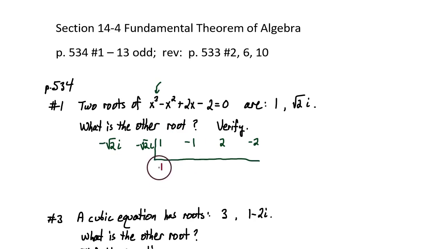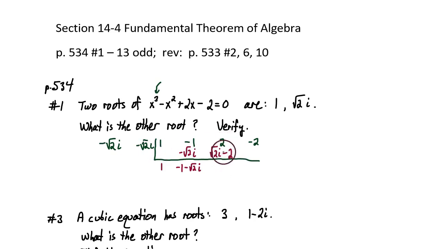Bring down the 1. 1 times negative square root of 2i is negative square root of 2i. Now add these together. This is a real number and an imaginary number, so you just write them side by side. Now multiply this by what's out front. Negative 1 times negative square root of 2i is positive square root of 2i. Negative square root of 2i times negative square root of 2i makes positive 2i squared. But that makes negative 2.